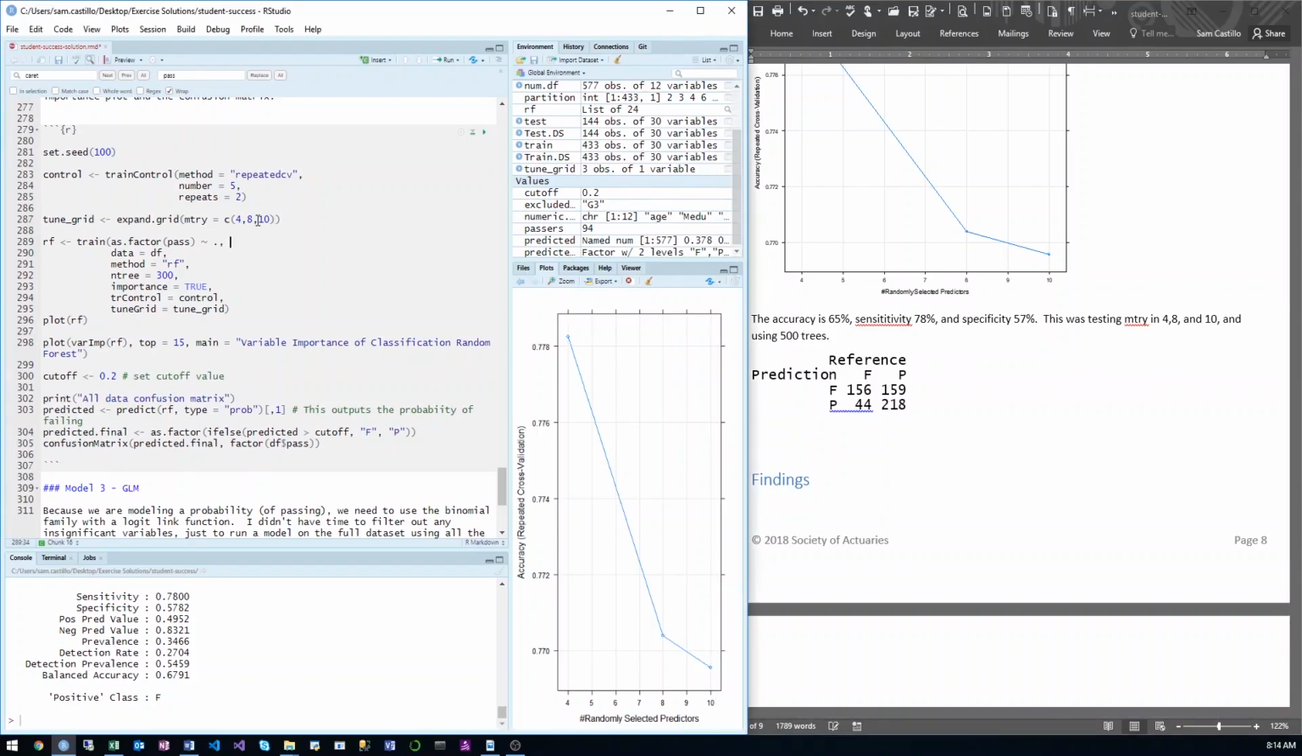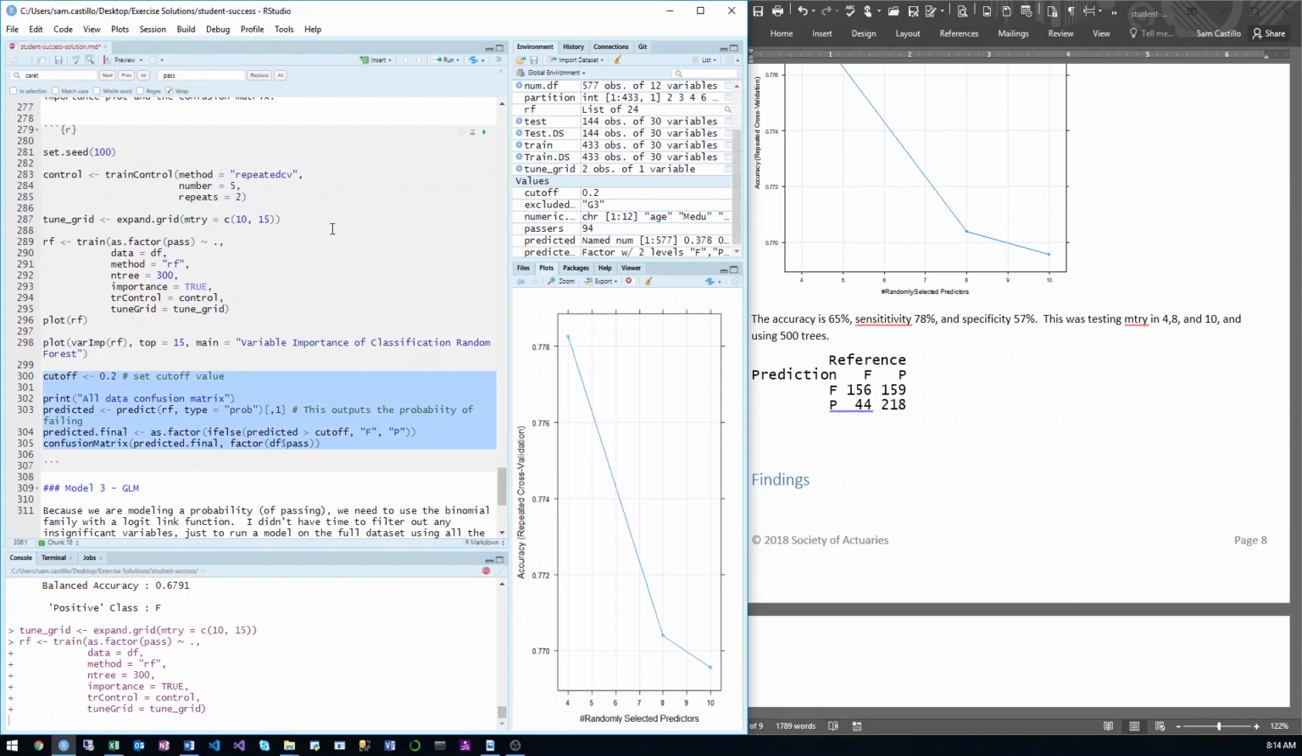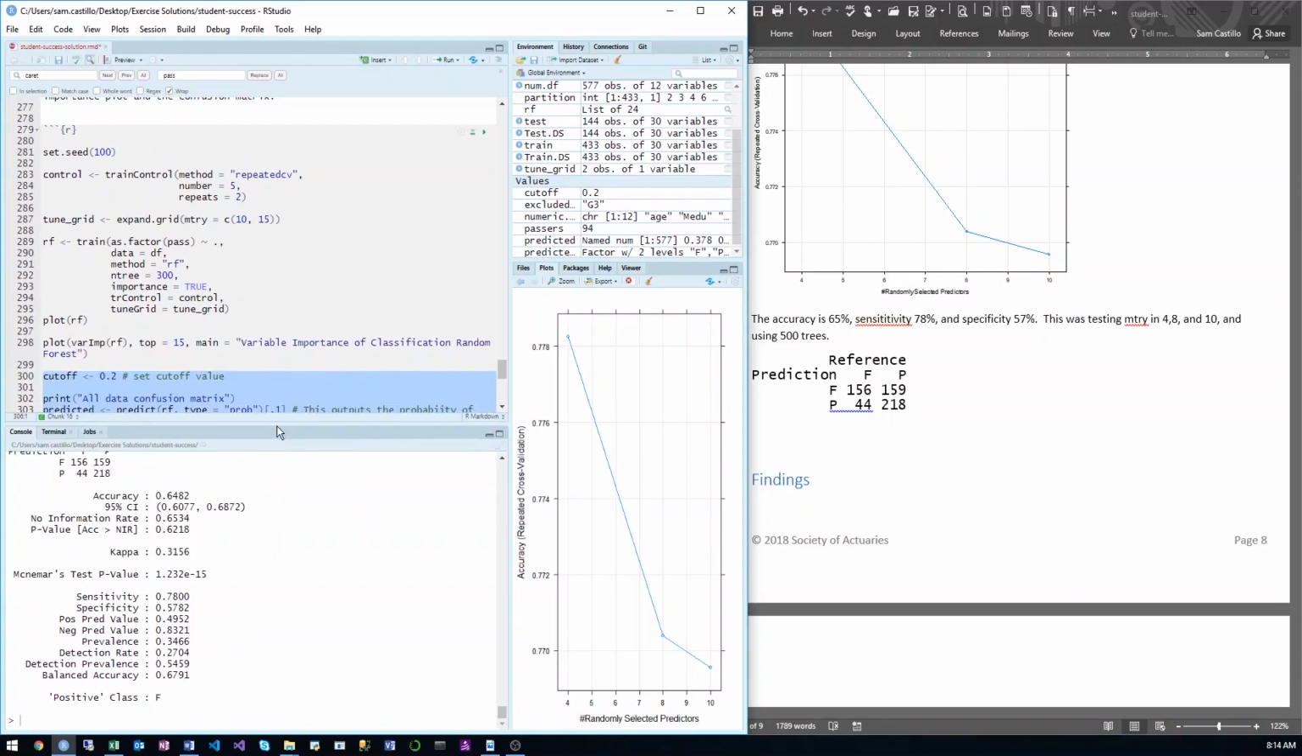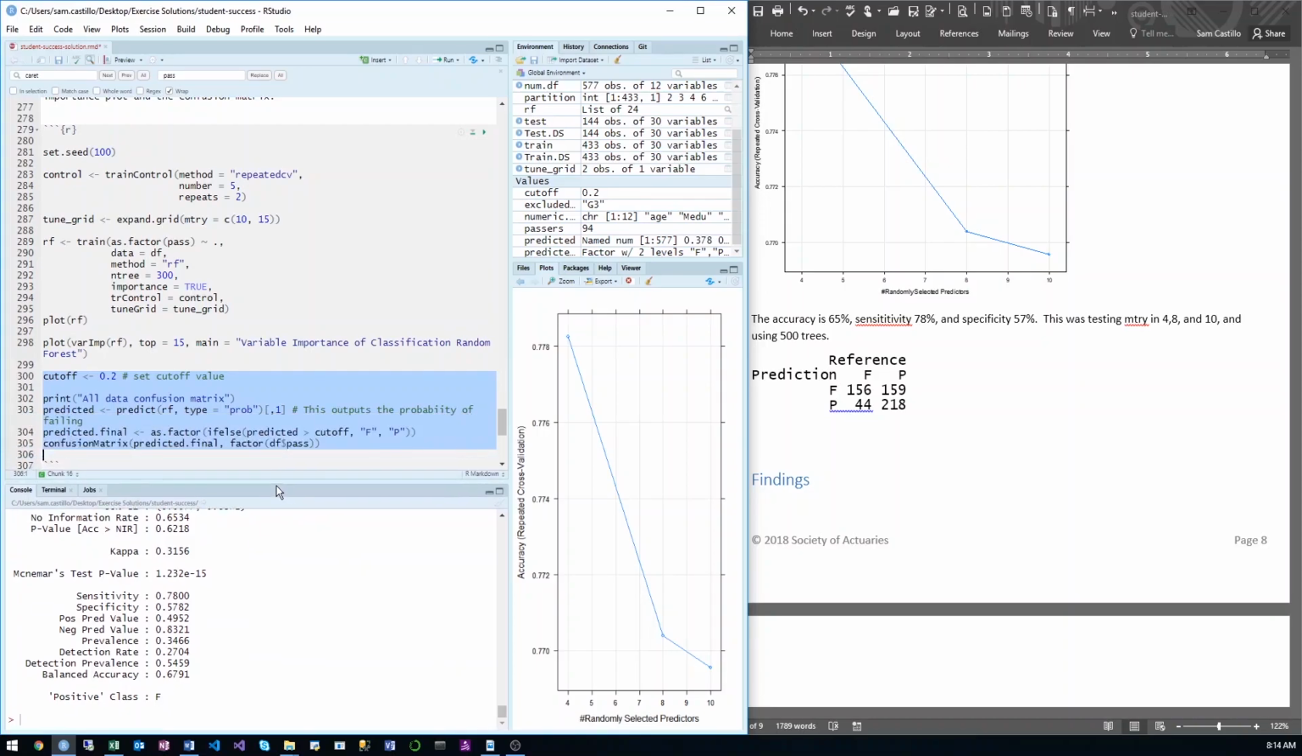Okay, let's just try increasing this a little bit. Let's go 10, 15, and I'll just use 300 trees. I'm surprised because a random forest is almost always better than using a single tree. These look to be the exact same. Okay, I'm just going to keep moving.